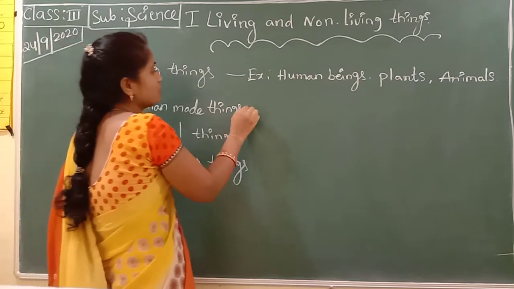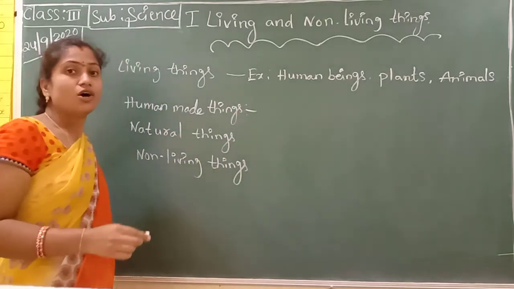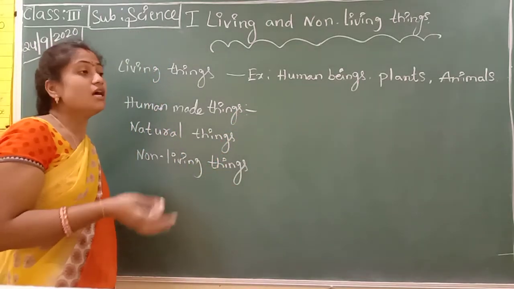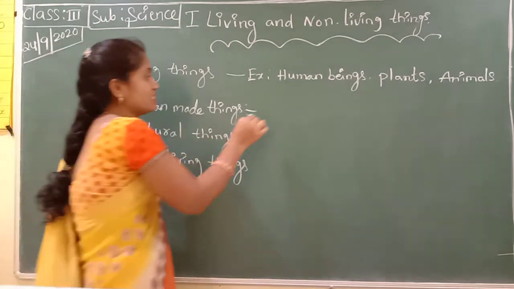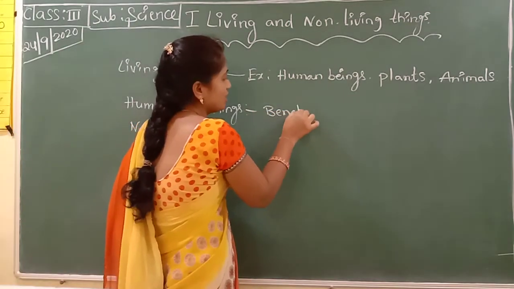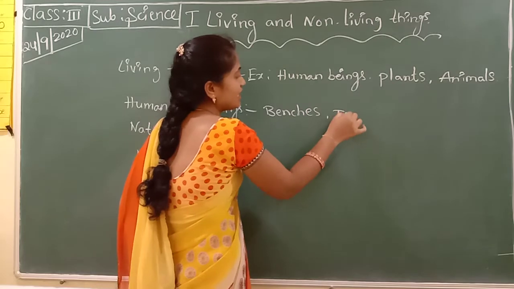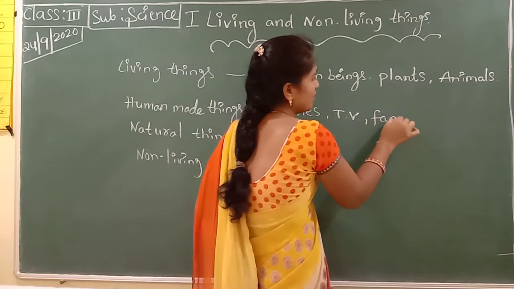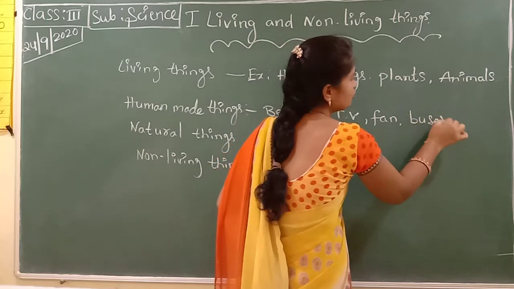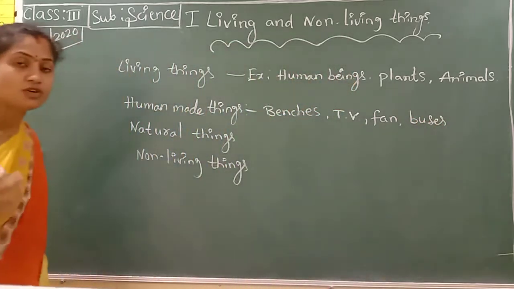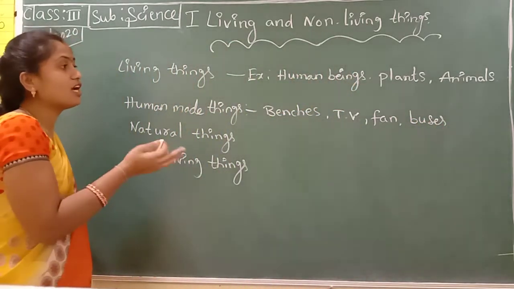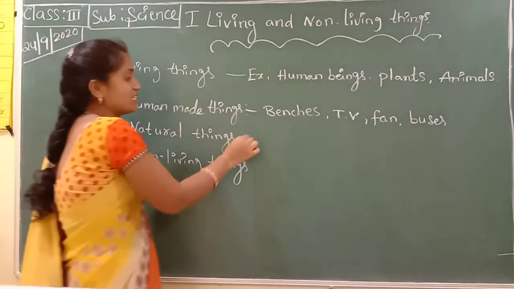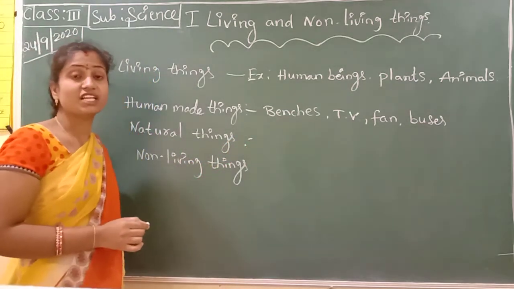So human-made things. Human-made means humans only made those particular things. What is this? Benches. So many examples are there. TV, television. TV means television. Fan, buses. So many things. We humans only made these things. So these all are human-made things. Natural things. Natural things means nature only will give these things.